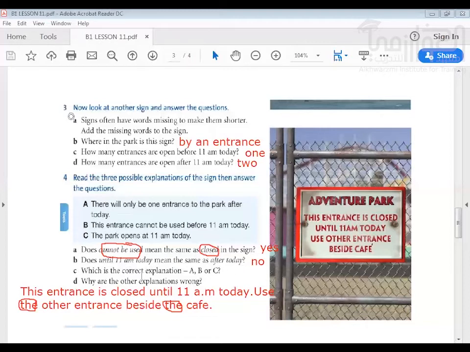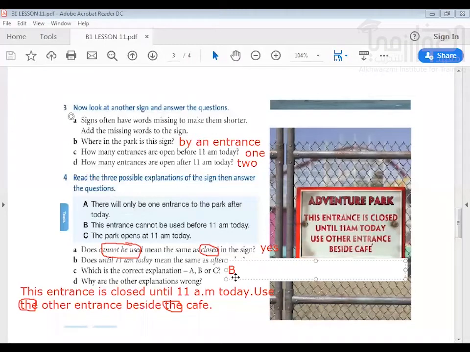Then which is the correct explanation, A, B, or C? So the correct explanation is B. This entrance cannot be used before 11 a.m. is B. This is the correct explanation. So we write B here. So this is B. And then why are the other explanations wrong?